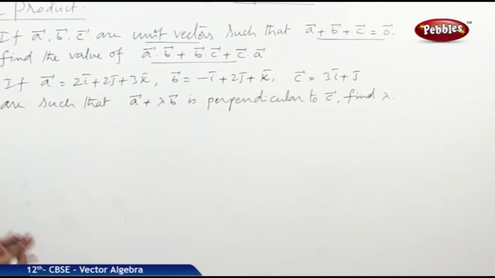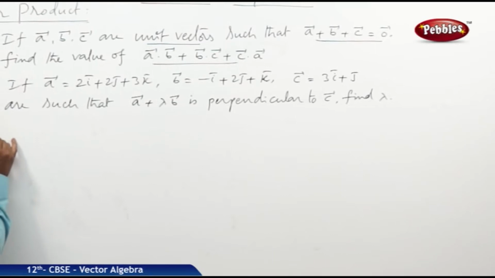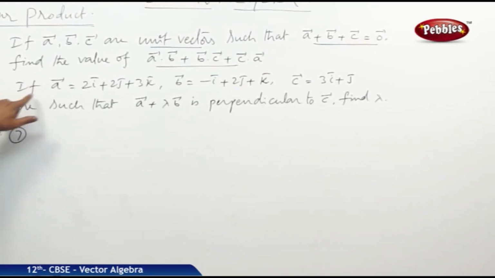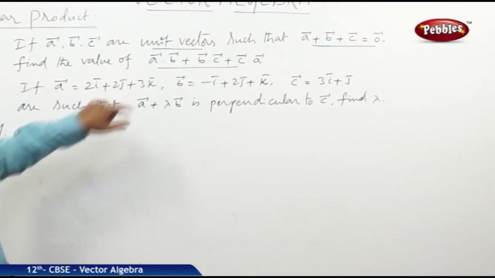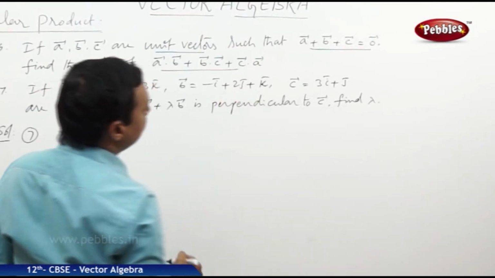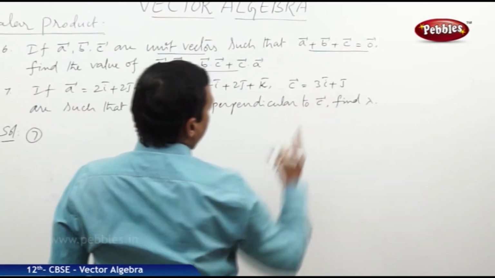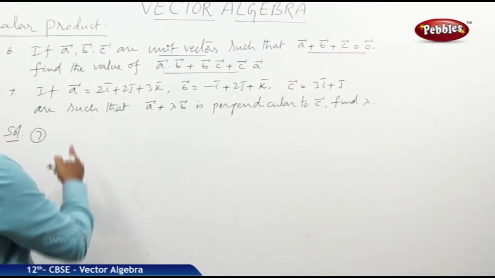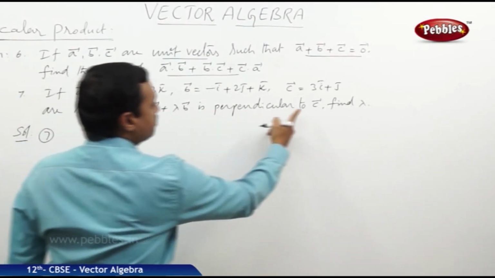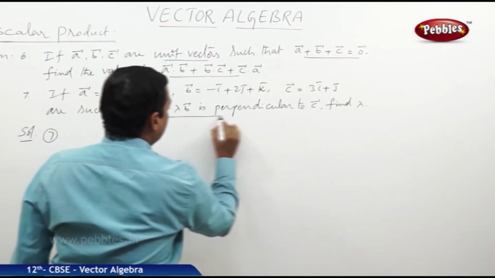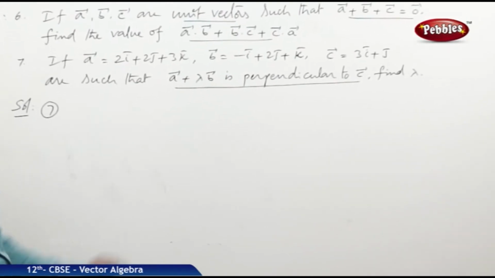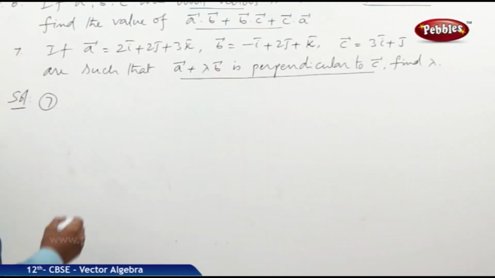Now in the next problem, given A bar is equal to 2i plus 2j plus 3k, B bar is equal to minus i plus 2j plus k, and C vector is equal to 3i plus j, such that A plus lambda B vector is perpendicular to C vector. Then find the value of lambda.